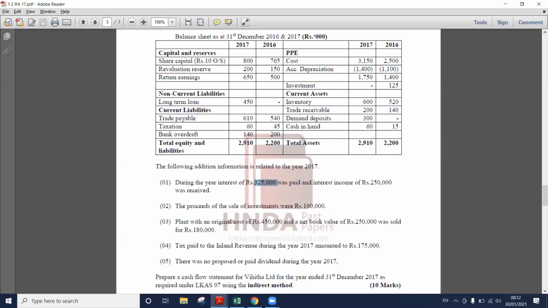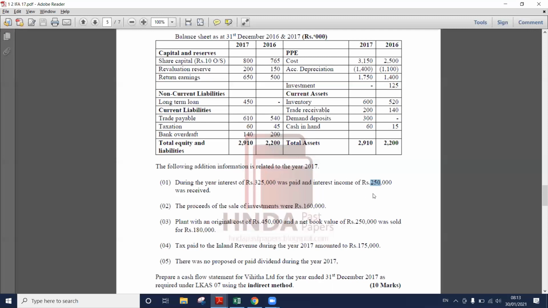Interest expense was paid and interest income of 250 was received. We have received interest income of 250. See whether we have a current asset called receivable interest income. There is inventory, trade receivable, demand deposits, cash in hand. There is nothing called receivable interest income, right? It means we have received this much interest income in cash, and that is the exact amount relevant for the period as well. The amount relevant to the year is 250, and we received 250 in cash. Right?